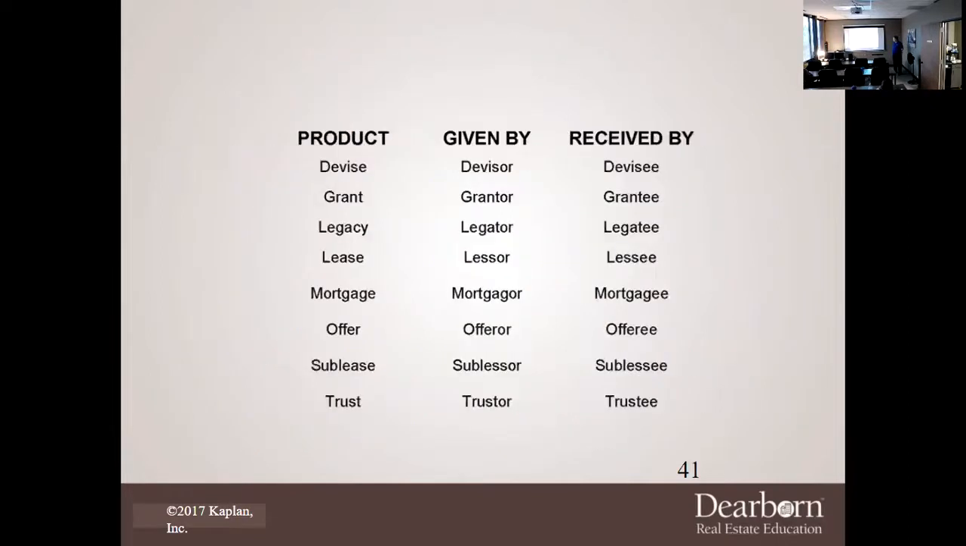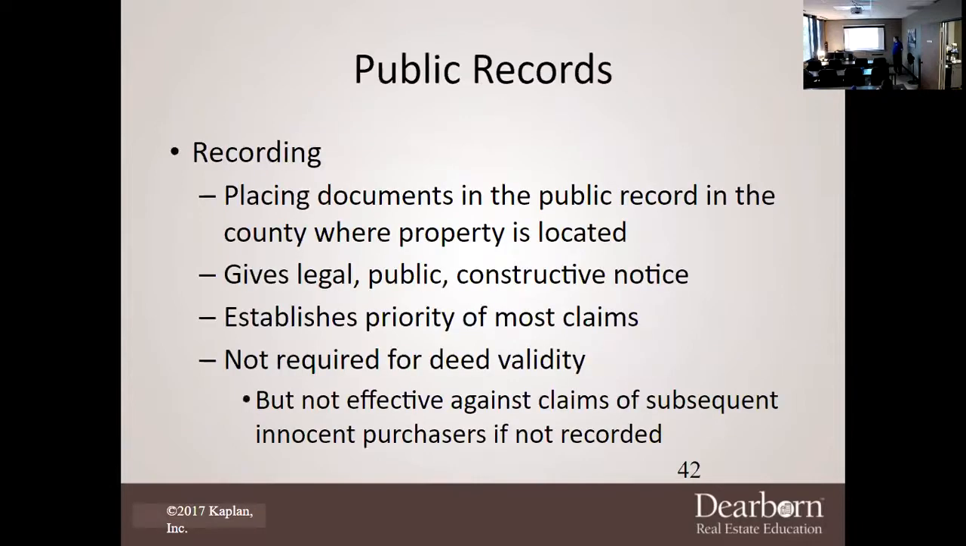Okay? Again, this kind of gives you just a chart. I'm not going to go through these. This just kind of gives you a chart in regards to a product given by and who it's received by. Y'all can read through that later. I want to jump on in here into our public records.